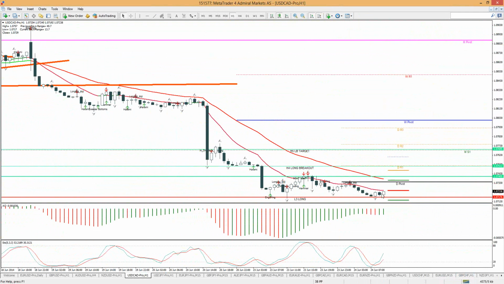That would be a good breakout to the downside. Dollar CAD looks like a good breakout. It has bearish moving averages. It has pivot points all above it. So that means it's in a bearish environment. Price is below the average of all those pivots as well.